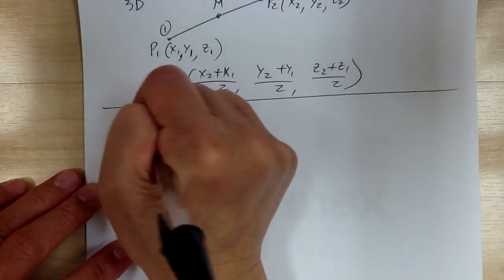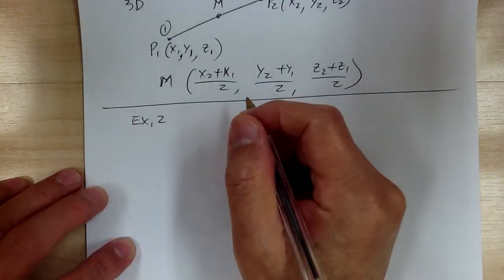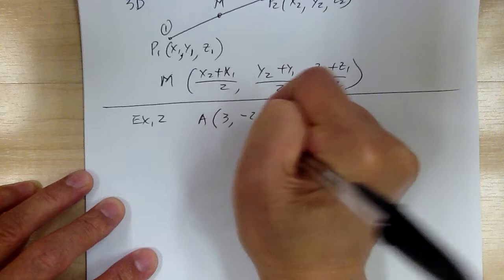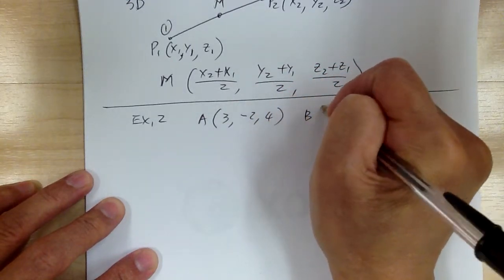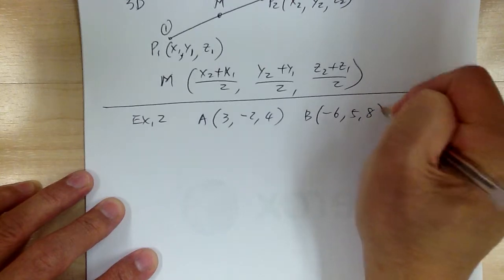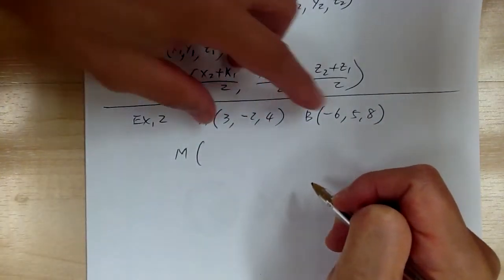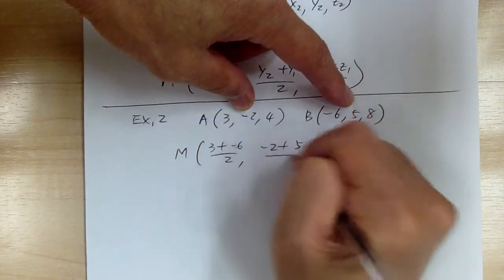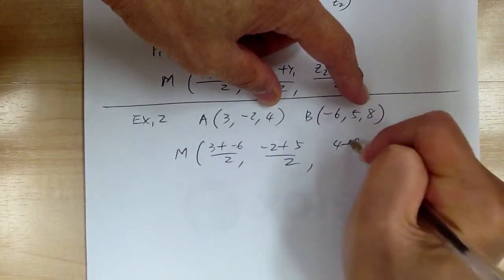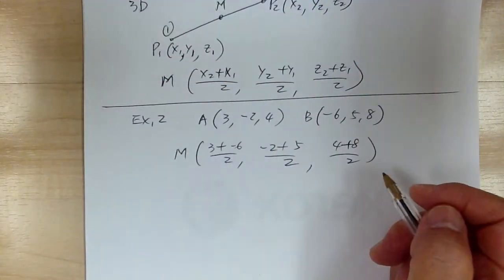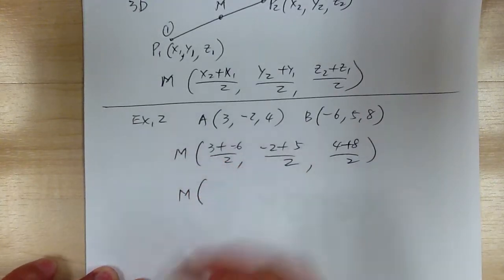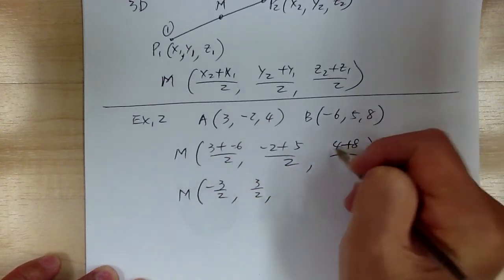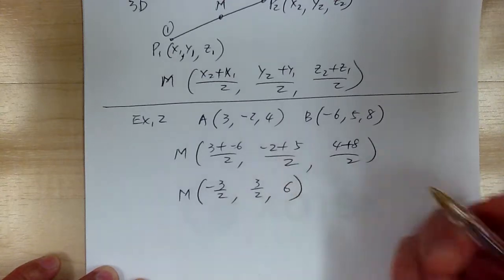So in example 2, it says find the coordinate of the midpoint of the segment joined. So you've got A is 3, negative 2, 4, and B is negative 6, 5, 8. So the midpoint, you can just average the two: 3 plus negative 6 over 2, negative 2 plus 5 over 2, and 4 plus 8 over 2, right? Again, the midpoint is halfway between the two, so that means it's the average. So the coordinate for the midpoint would be negative 3 over 2, and 3 over 2, and 12 over 2 will give you 6, and that's it.